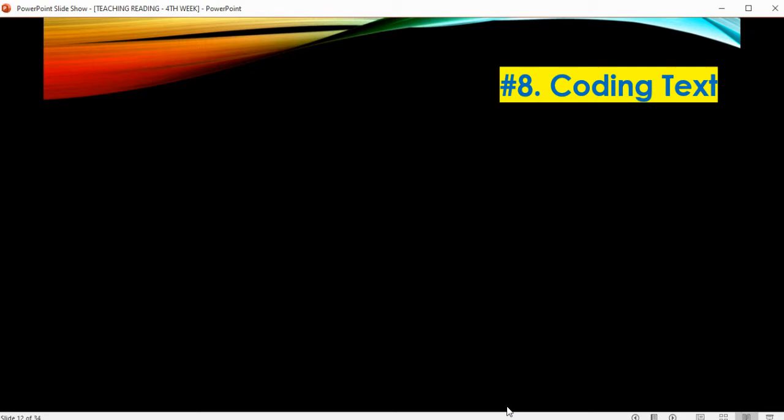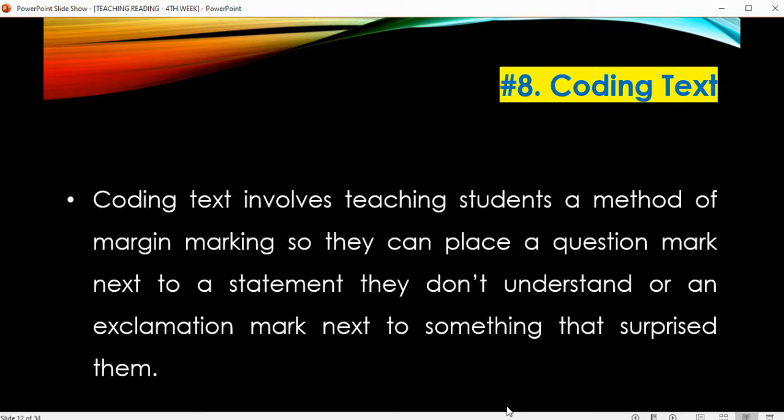The other activity that we could do in class is related to coding text. In this activity, we are going to make the students' reading more personal, right? Because they are going to use some symbols in order to identify some ideas. Notice here, coding text involves teaching students a method of marking so they can place a question mark next to a statement they don't understand or an exclamation mark next to something that surprised them.